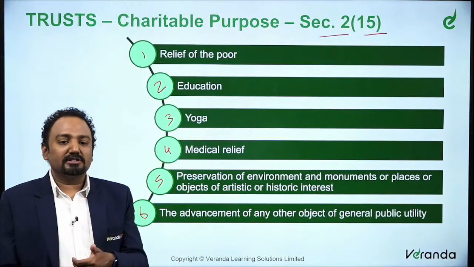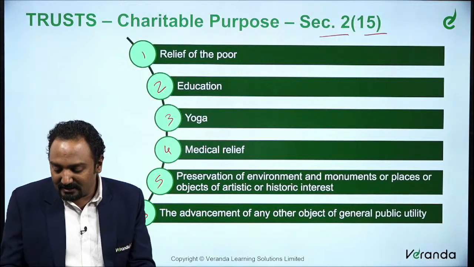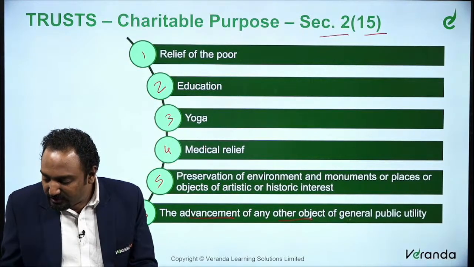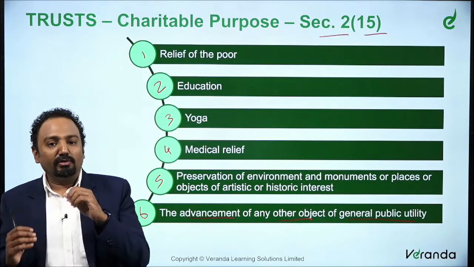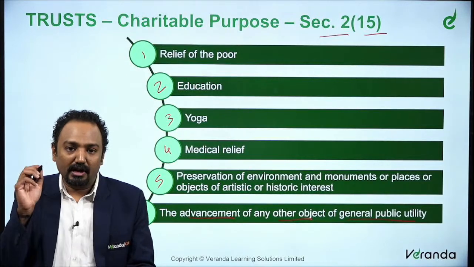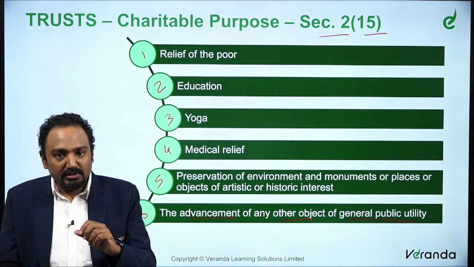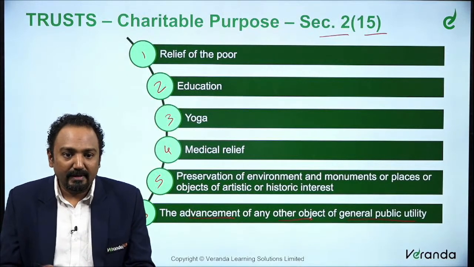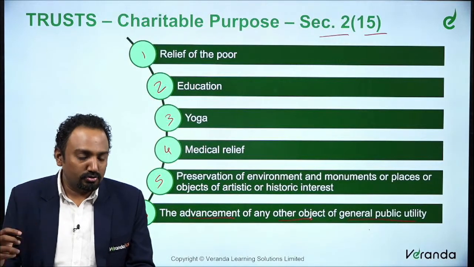The debatable clause is this particular clause, because it says, let's just read it to understand what it actually says. The advancement of any other object of general public utility. See the wide range of coverage, right? So all the 5 clauses that we have been talking about earlier are specific: relief to the poor, education, yoga. So it is all very specific. But when you talk about this, it's very general. It is trying to cover the whole set of things. The advancement of any other object of general public utility. So this is so wide.